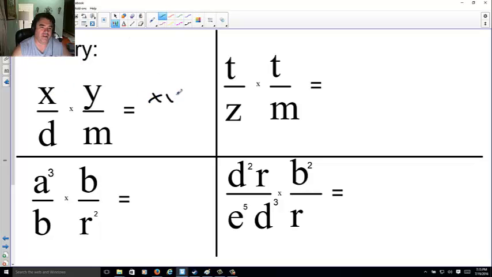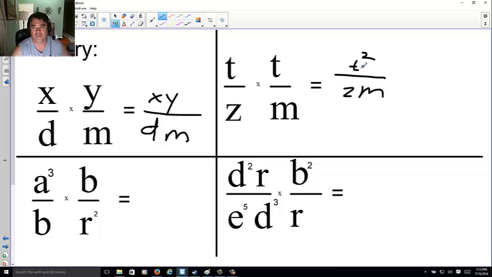I get XY over DM. Now, I don't know what XY or DM is. If they gave me those values, I could give you a number, but since they didn't, there you are. Second one, T squared over ZM. And again, if you tell me what T, Z, and M is, I can help you further.